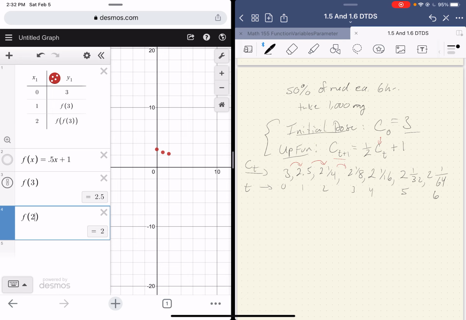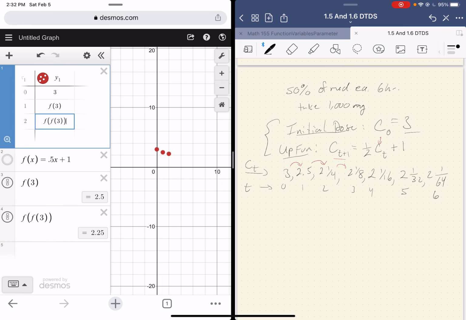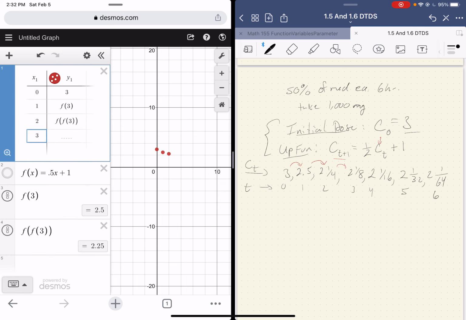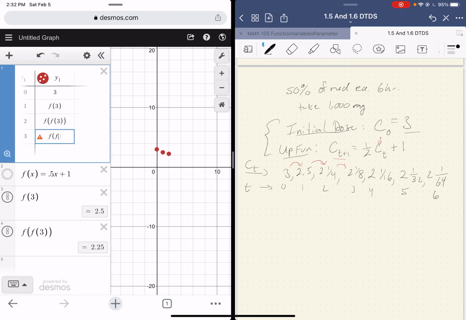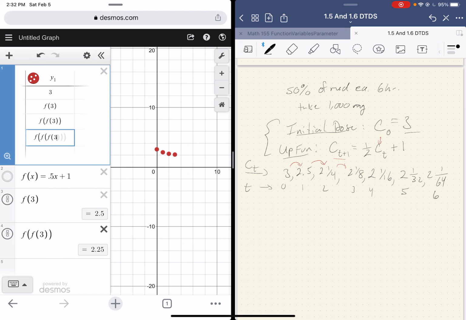But I could just as easily tell Desmos, hey, tell me f of 3. And notice it's still 2.25. So I'm referencing this value here, and I'm using it as an input. So I'm just being very sneaky with that. Okay, so I have f of 3. 1, 2, 3. All right.